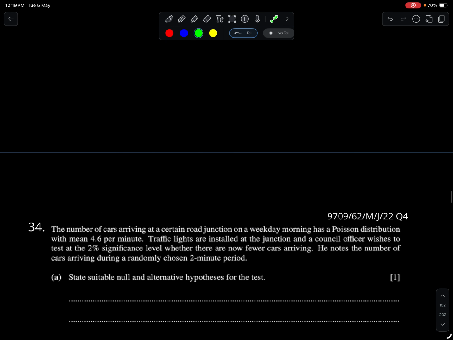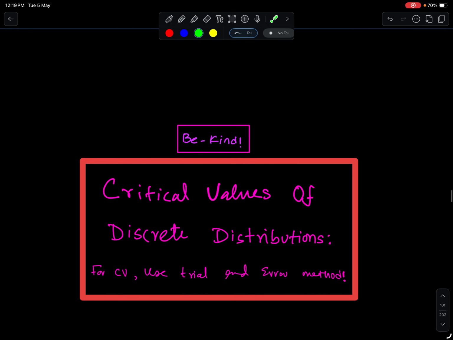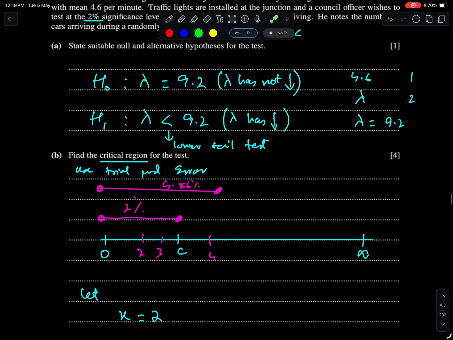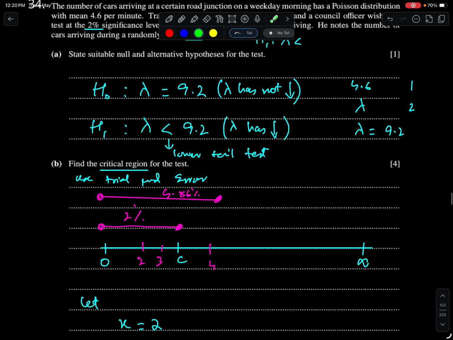Now rejection region, critical region. Critical region in discrete distributions: in discrete distributions, use the trial and error method. I have mentioned this here. The number of cars arriving at a certain road junction on a weekday morning has Poisson distribution with this mean per minute. 2% fewer cars, less than 2 minutes. So get the correct value of lambda, 9.2, with the less than sign in H0 and H1. A lower tail test. Find the critical region.